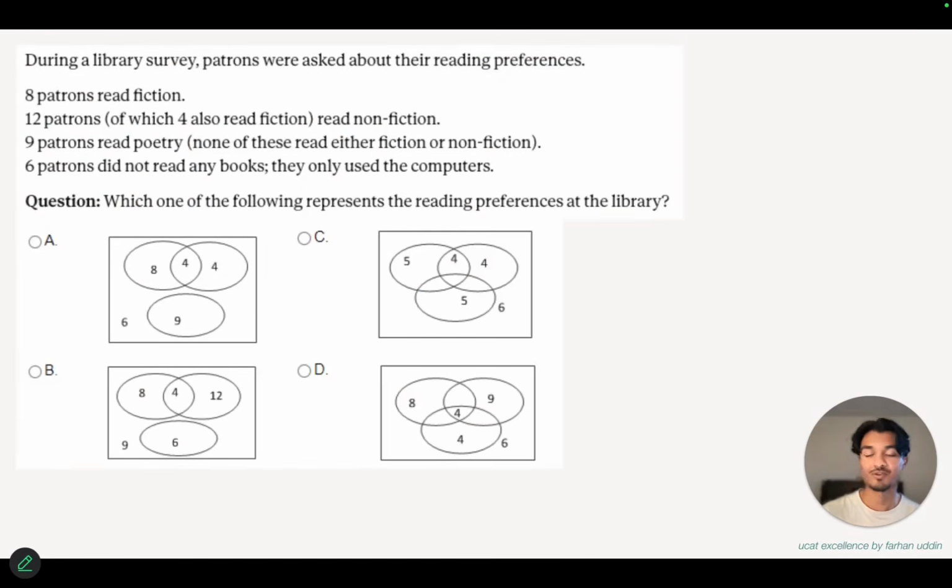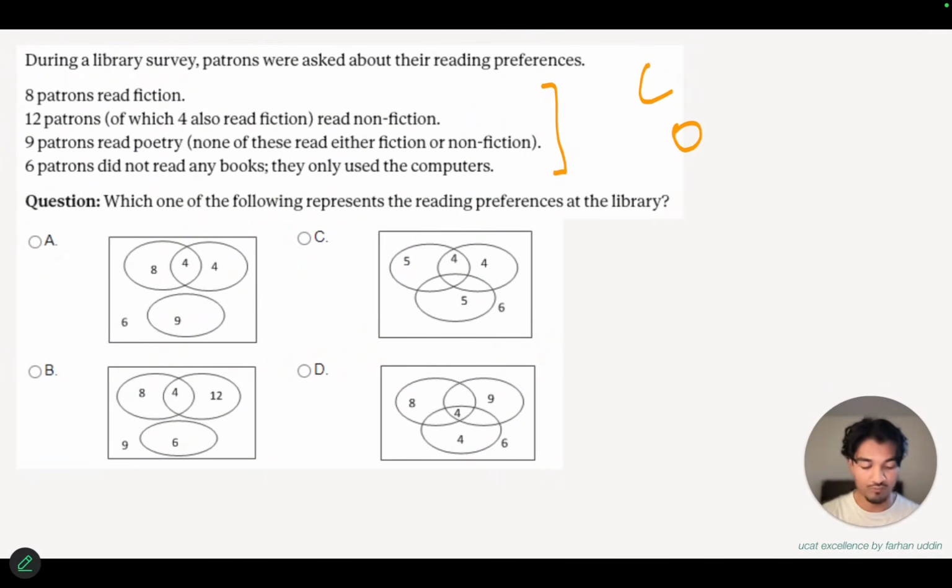All right, let's run through this together now. So legend, there isn't one. So we can move on. The overlaps, this is where we start trying to make sense of what we have here. So 8 patrons read fiction, sure. That's not my best statement. Think of it like logical puzzles. Like you want to find the concrete piece of information where you can really visualize something.